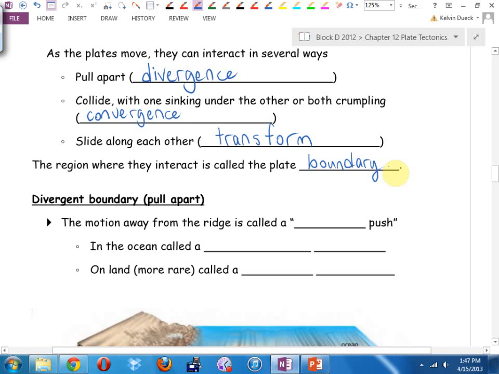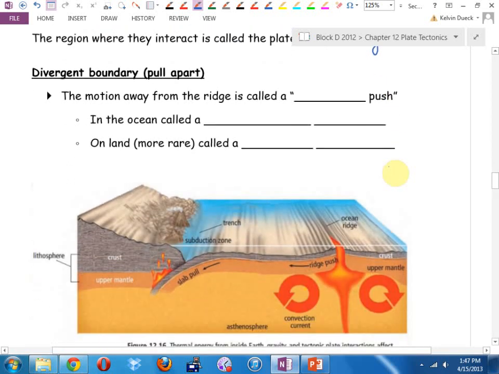So our goal today is to look at the three types of interactions and figure out how they affect us. The first kind is the divergent, the pull apart, the divergent boundary. The motion away from the ridge is called a ridge push. So you have some kind of a gap between two plates. It creates a valley. And as it slowly gets pushed apart, we call that a ridge push. It has two specific names. In the ocean, we call it a spreading ridge. On land, where it happens more rarely, it's called a rift valley.